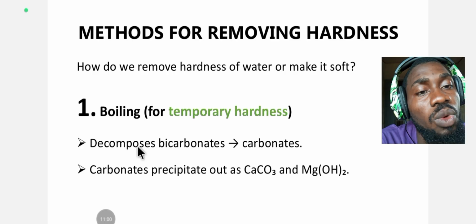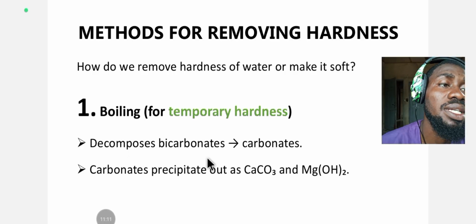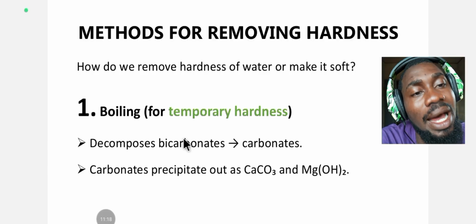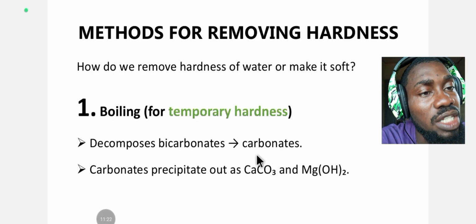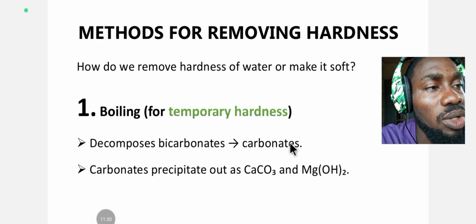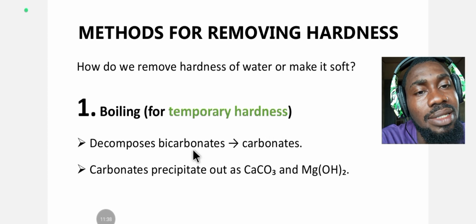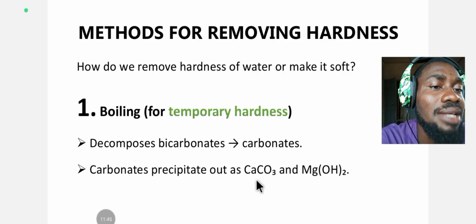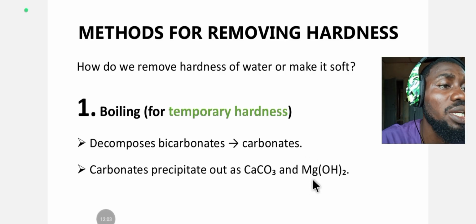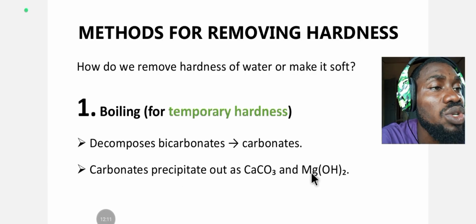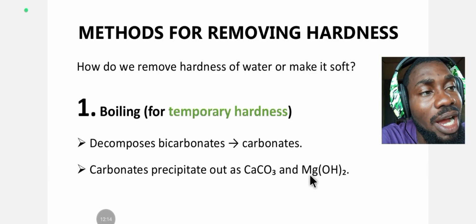So what happens when you boil? When you boil temporary hard water, it decomposes bicarbonates into what? Insoluble carbonates. This bicarbonate is soluble. That's why it's able to make the water hard. But when you heat it up and it decomposes, it gives an insoluble precipitate, which is a carbonate, such as calcium carbonate, or limestone. Carbon dioxide is evolved or liberated as a byproduct. And the next one we have here under boiling is that carbonates precipitate out as calcium carbonate, and also magnesium hydroxide, when magnesium hydrogen carbonate is responsible for the temporary hardness of water. So when you heat it up, magnesium hydroxide is formed as an insoluble precipitate, which can be filtered off from the water.